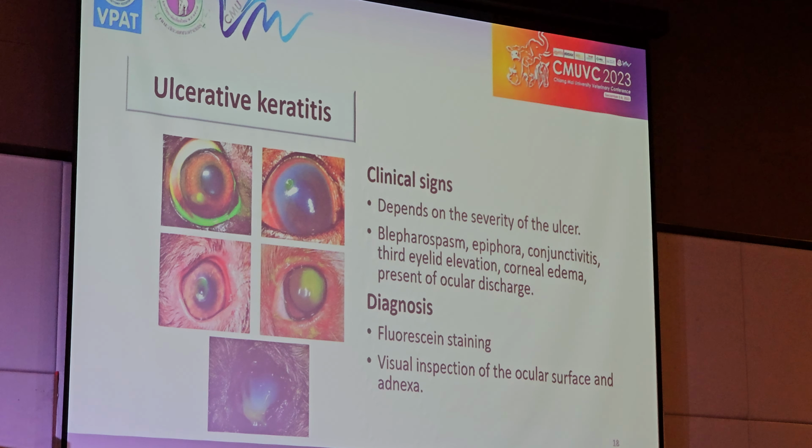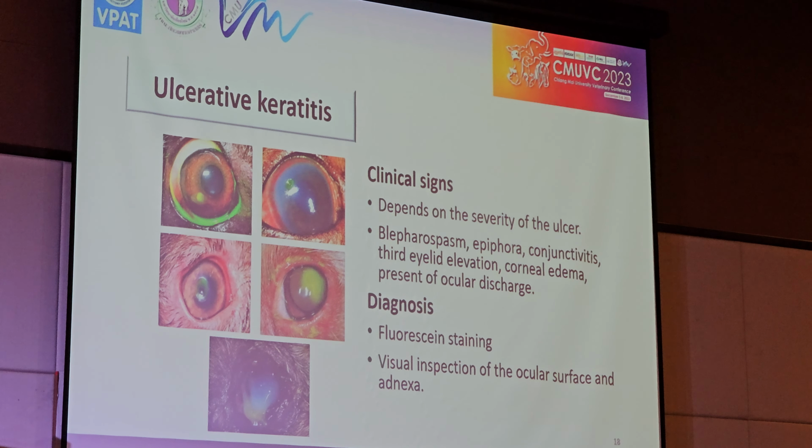Okay, so let's begin with the most popular ocular disease in veterinary practice, which is ulcerative keratitis or corneal ulcer. The clinical signs of the corneal ulcer can vary depending on the severity of the ulcer, and the common signs are blepharospasm, epiphora, and conjunctivitis, like third eyelid elevation, because all of these are painful signs of the eye, as well as corneal edema and the presence of ocular discharge.